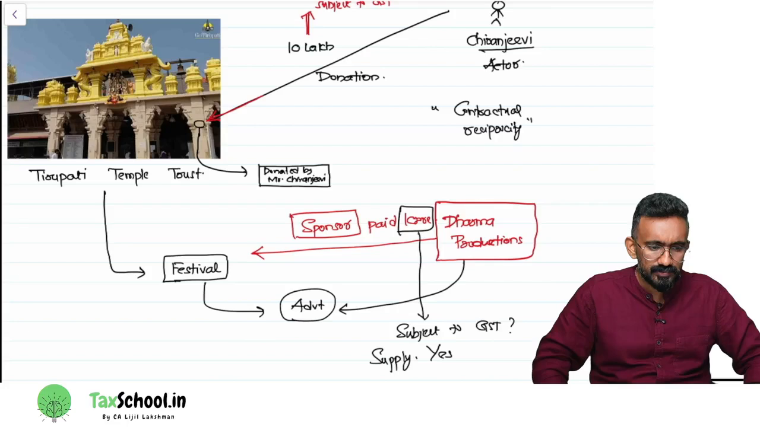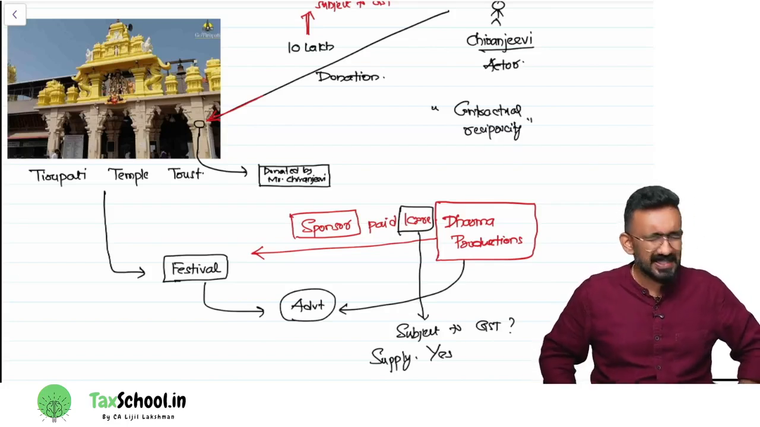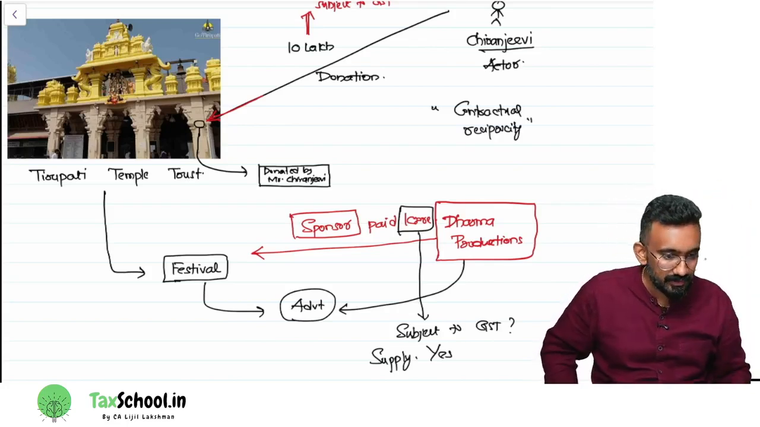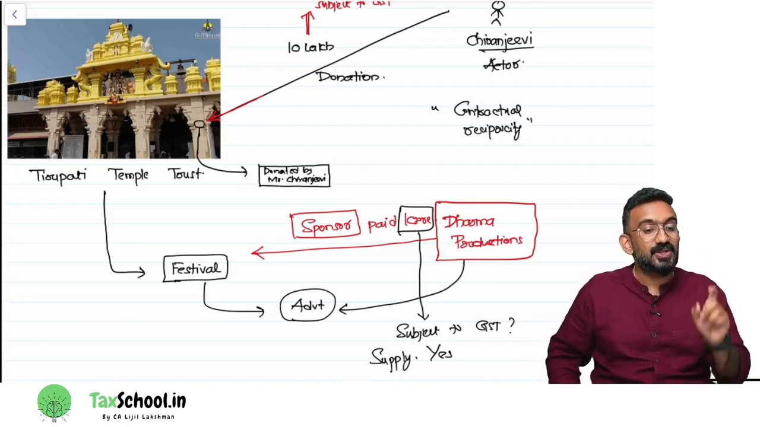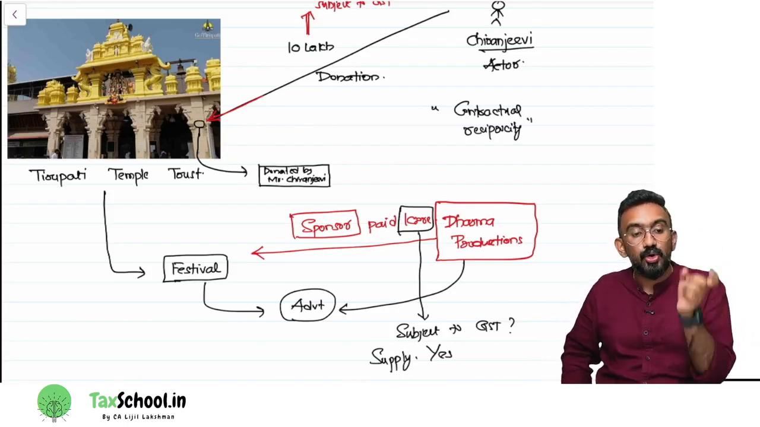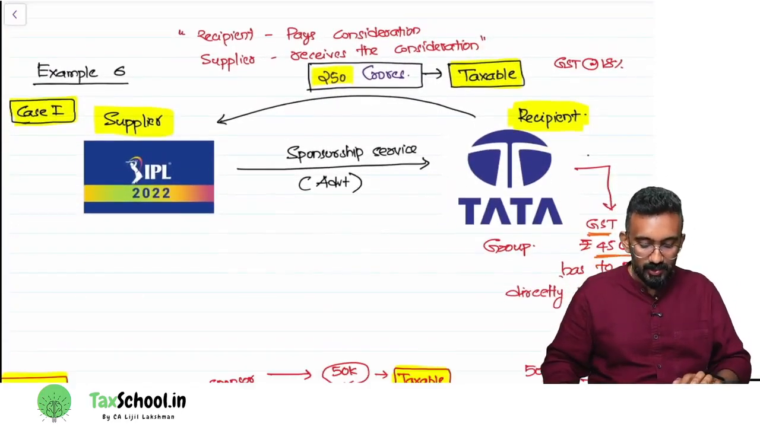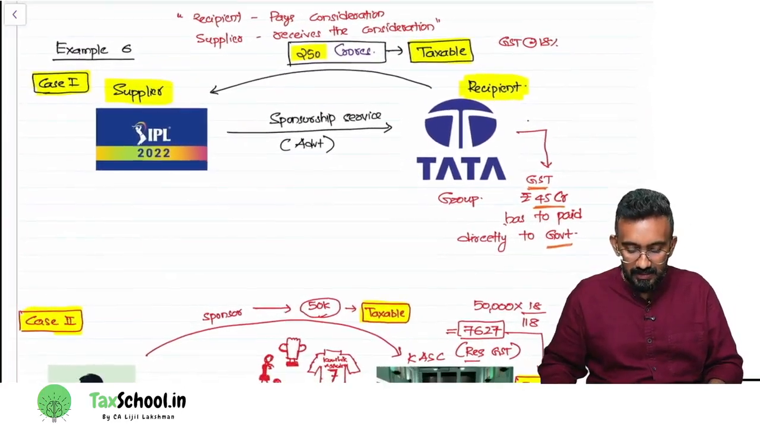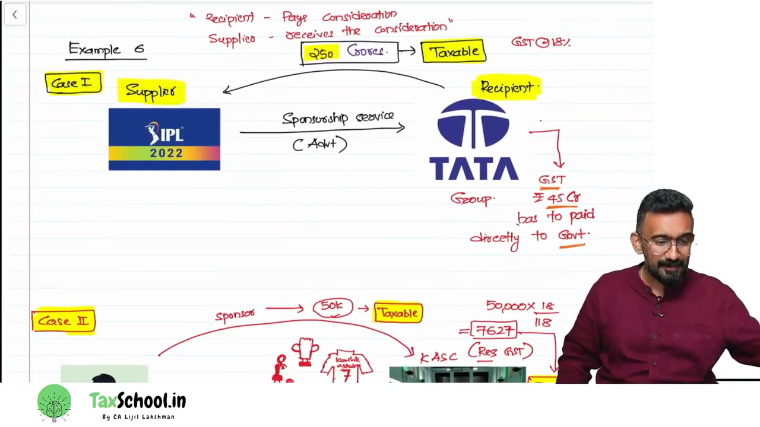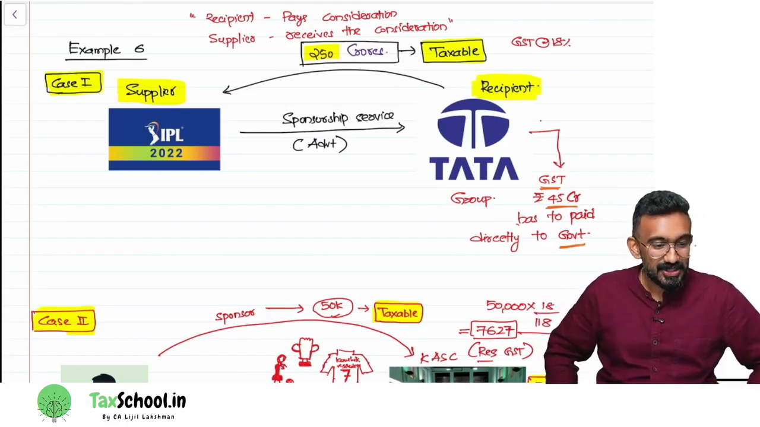Clear? Okay. Now, what is this RCM for sponsorship services? They said the supplier can be any person, but if the sponsorship recipient, the one who is giving the money, is called the recipient, right? The one who is giving the money happens to be a body corporate or partnership firm, it would be taxed under the reverse charge mechanism. That is what the RCM cases are. Okay, look at this. A little old IPL logo, but still the sponsorship remains the same.